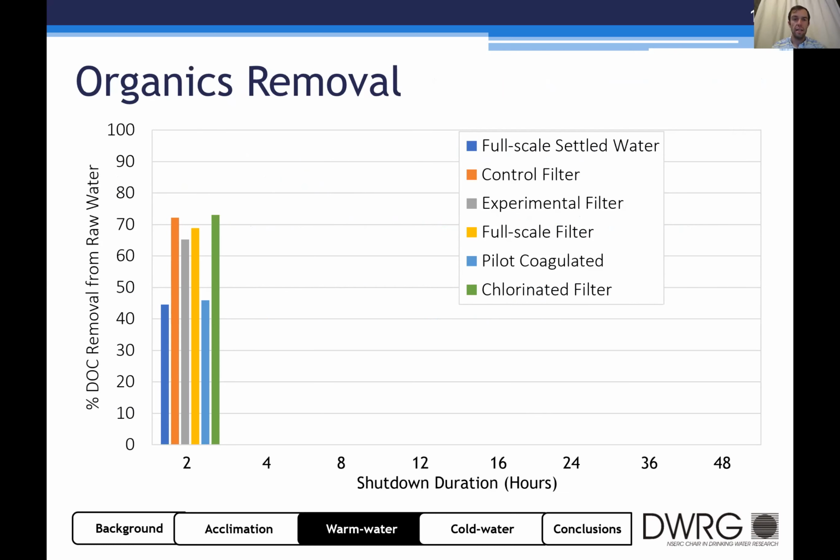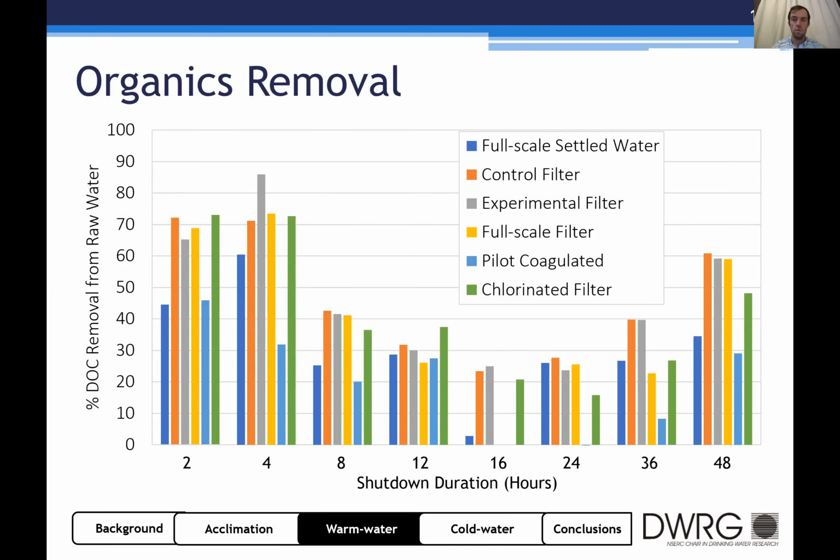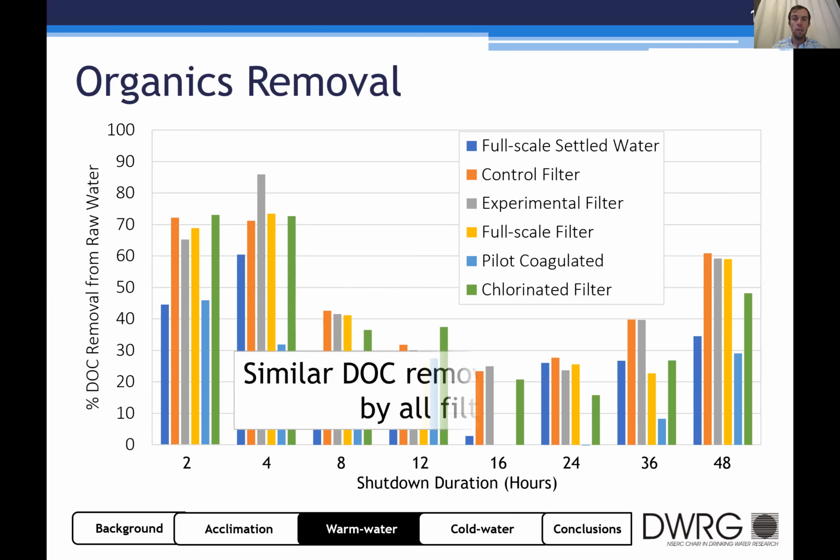When we look at organics removal, we really just want to look here at the orange, gray, yellow, and green bars to look at the filter effluent. If we look through the various shutdown durations, we don't really see a huge difference with respect to the removal of DOC from raw water. There's a few instances where you might see a peak or a dip, but for the most part, the orange and yellow bars are generally similar. And this tells us really that similar DOC removal was achieved by all of the filters.